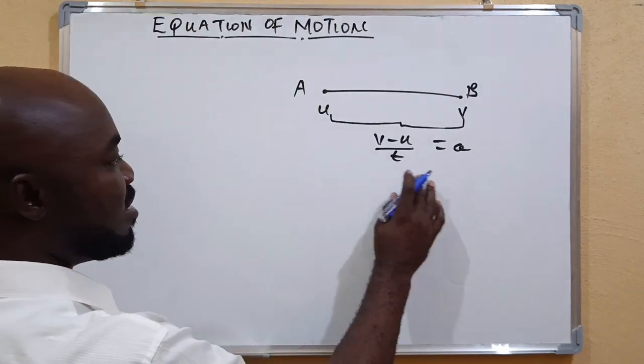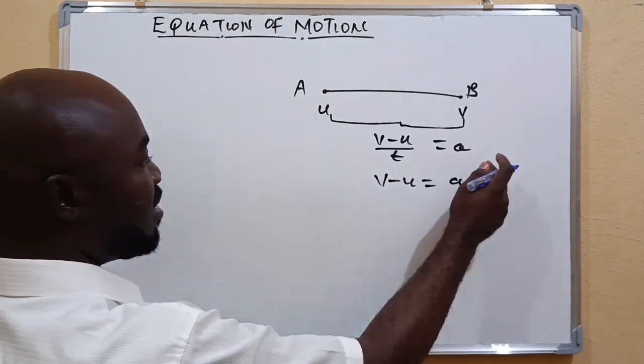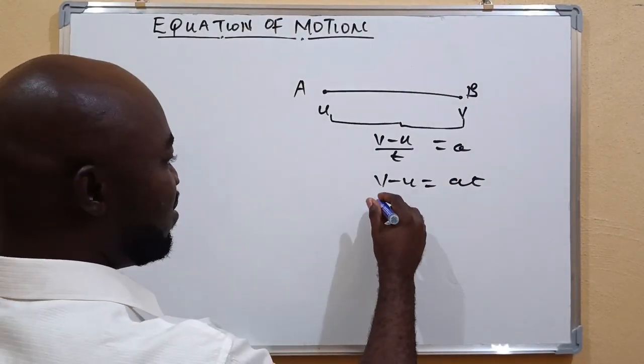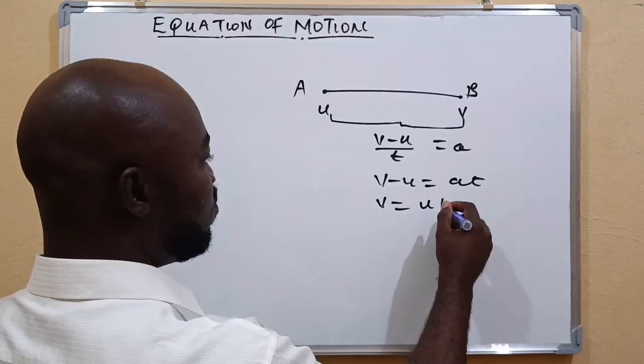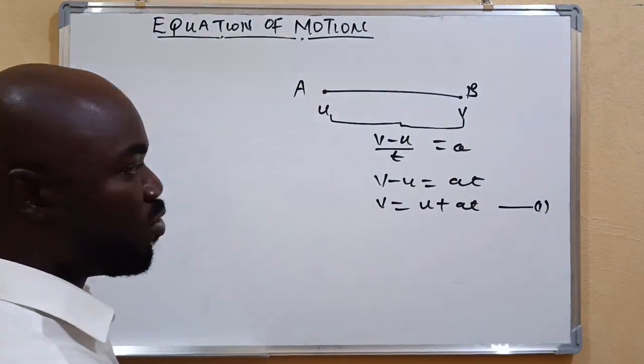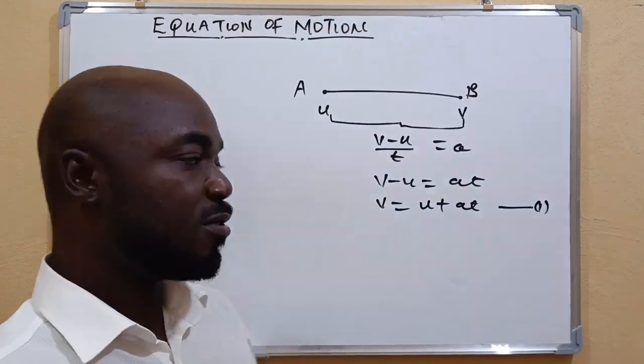So I can cross multiply this to have v minus u equals at. This times this. So I can make v the subject of the formula. So my v will now be u plus at. This is usually the first equation of motion. This is the simplest to prove.